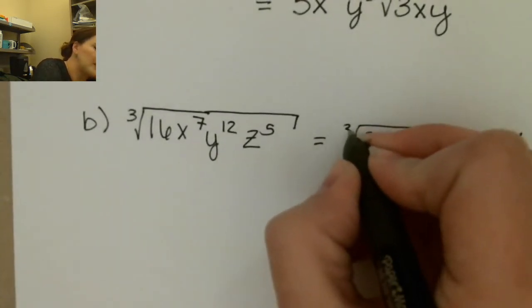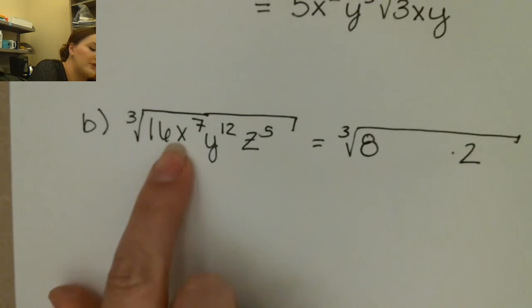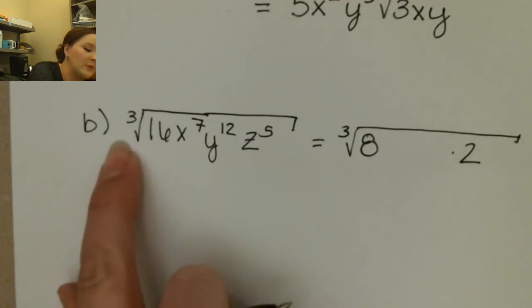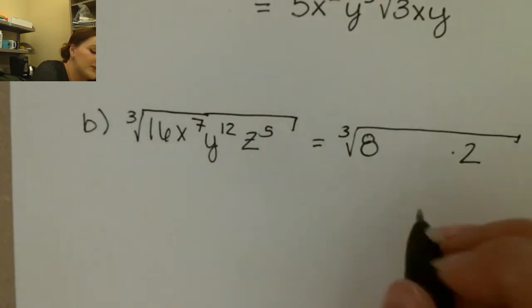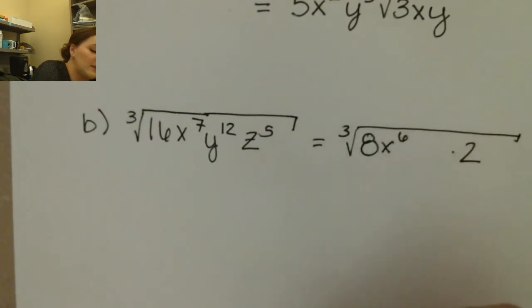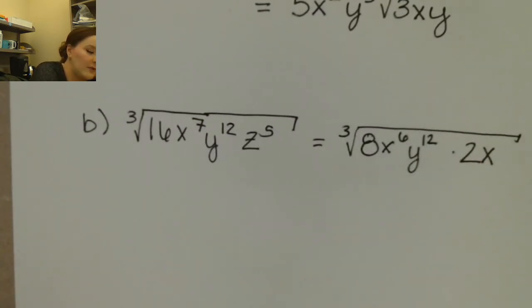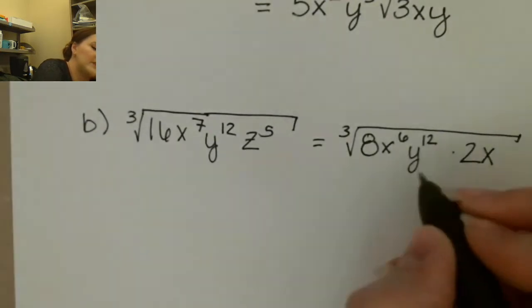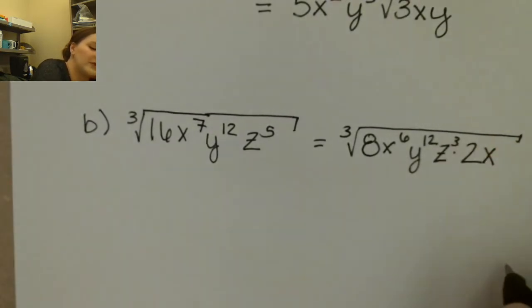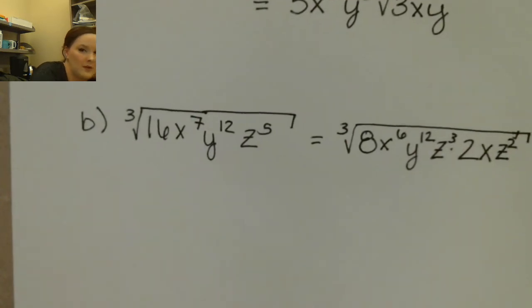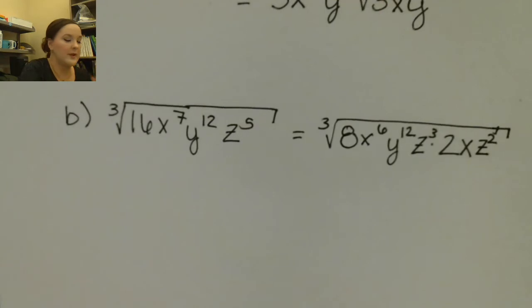Then similarly to what we were doing before, when we said that even powers are perfect squares, it is powers that are divisible by 3 that are perfect cubes. So we would have x to the 6th, and then we'll have one x left over. y to the 12th is divisible by 3, so we'll leave that. No y's left over. And then for z, we'll have z cubed as a perfect cube, and we'll have z squared left over. All right, so again, we're going to split this up.